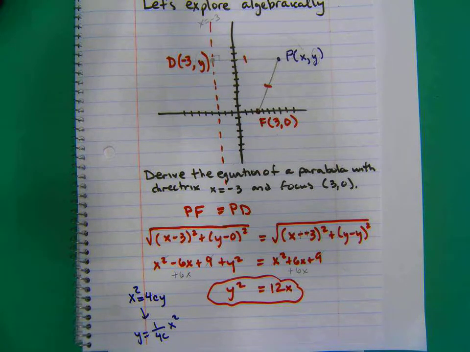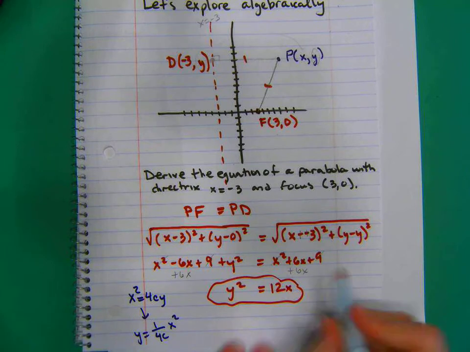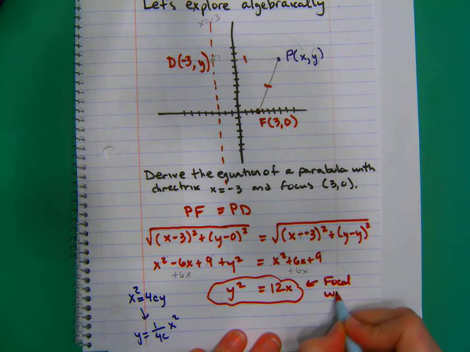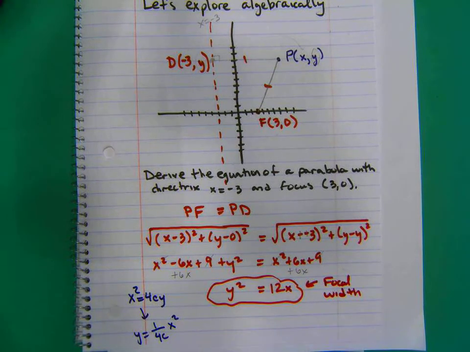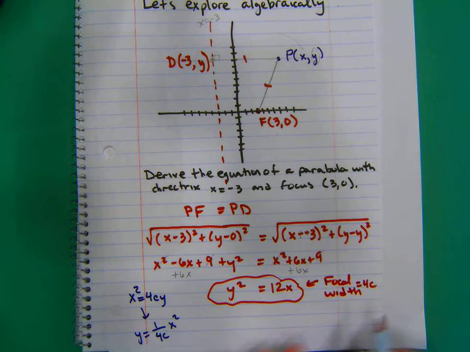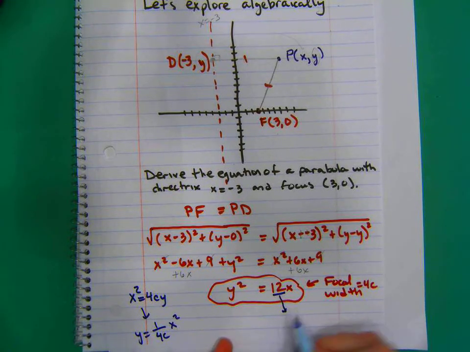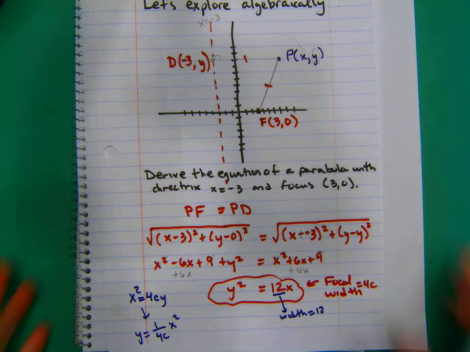For your information, this form right here is called focal width form because it's very easy to find the focal width. The focal width is in fact 4c, and so it turns out that in this particular case the focal width will be 12. That is, the width at the focus will be 12. And if we were going to graph this parabola, as a matter of fact we did on the last page, let's turn back a page and see what we got.